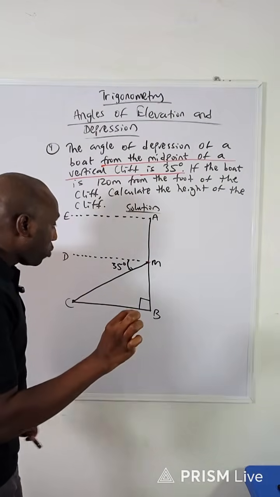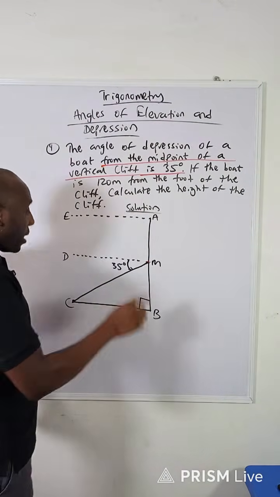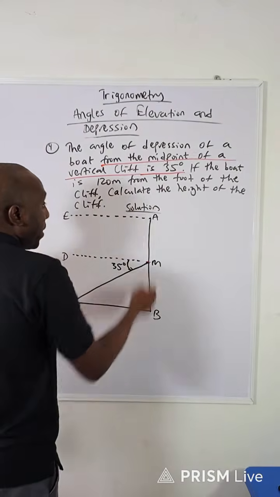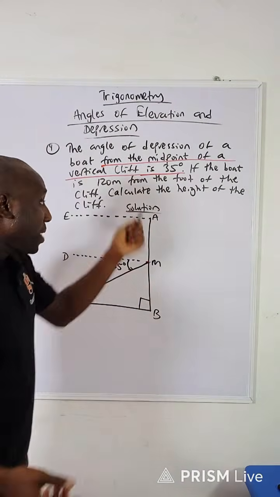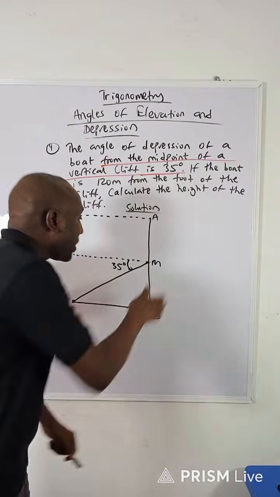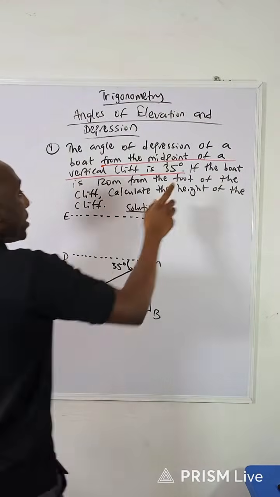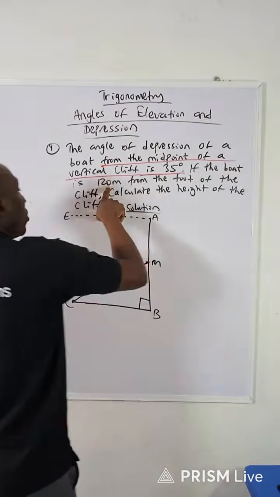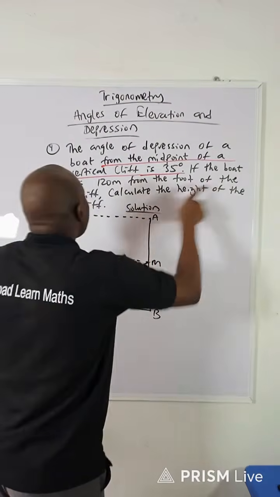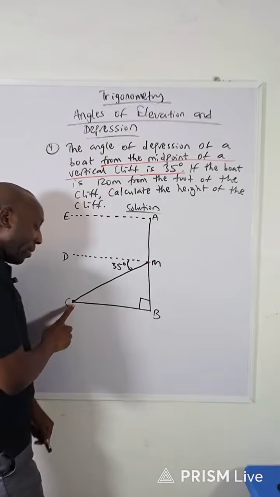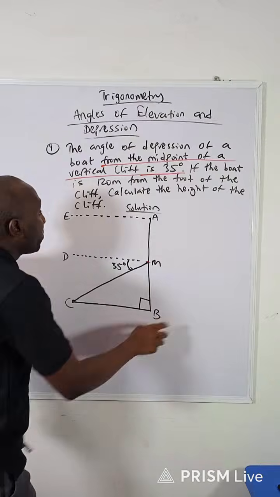So what we need to do now is to get BM. If I get BM, it will be easy to get AB. Just multiply by 2 because this is the midpoint, the middle, the center. Now, there's something else that was given. If the boat is 120 meters from the foot of the cliff, this is the foot of the cliff, and this is where the boat is. They said the distance between them is what?